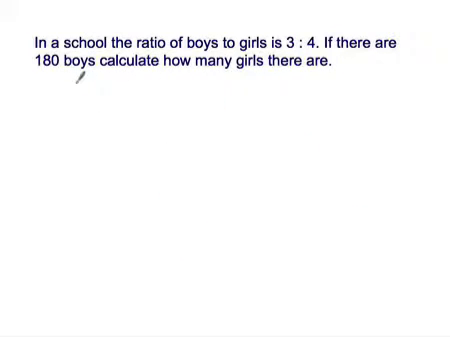This question is slightly different. In a school, the ratio of boys to girls is 3:4. So boys to girls. If there are 180 boys, calculate how many girls there are. So this time we're not being given the total, we're being told about one thing. So if there are 180 boys, I'm just going to write that straight beneath there, 180.